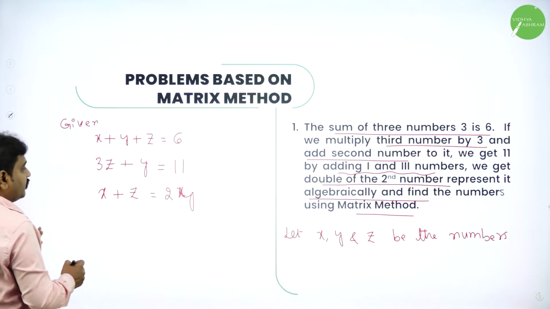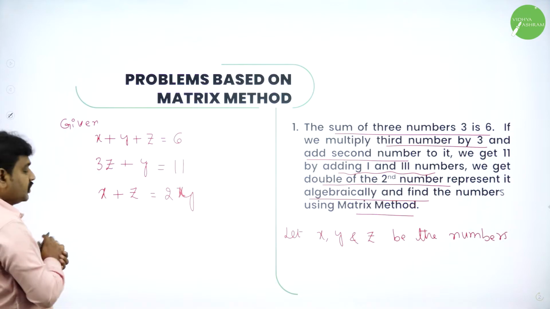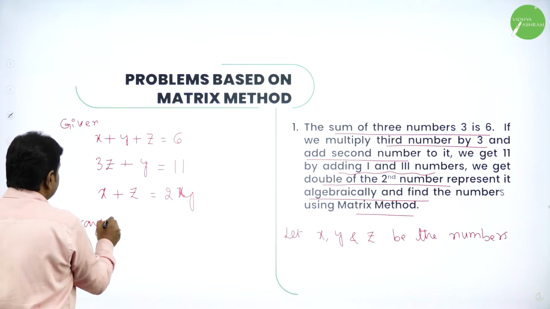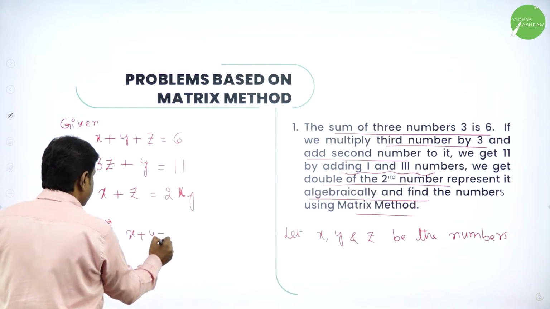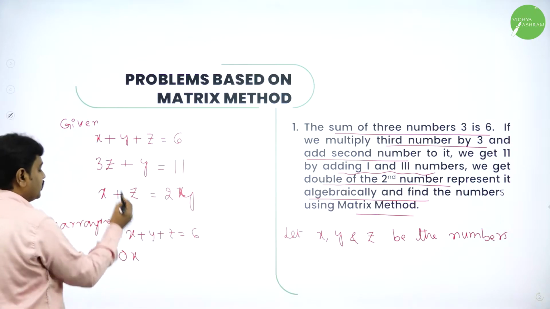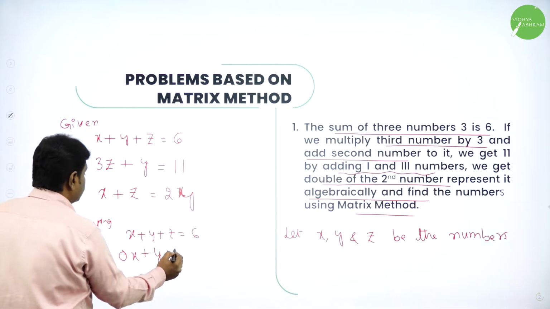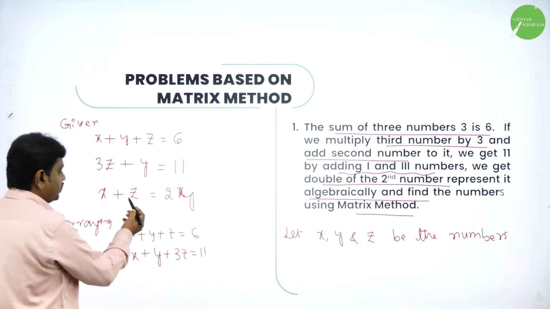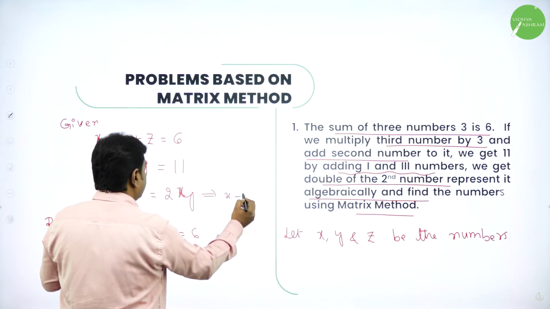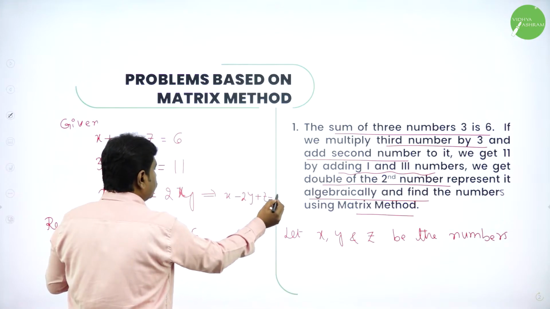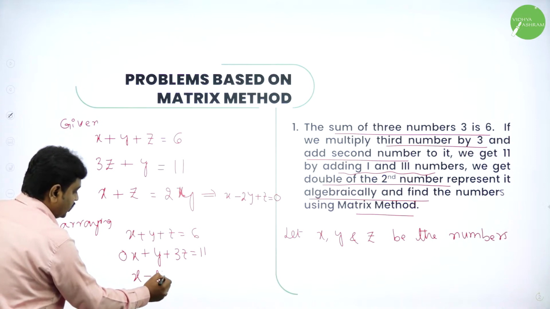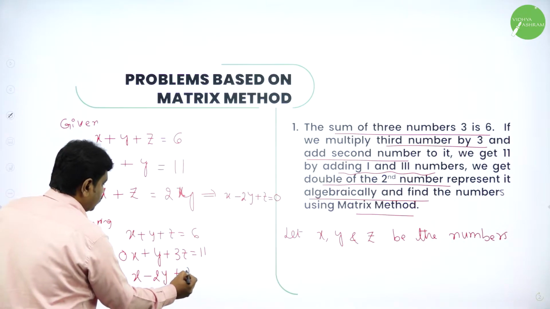Now I'll rearrange the equations. Now these are the equations given. Rearranging. The first equation is in standard form, x plus y plus z equal to 6. Second one, first I'll write x. We don't have x, so 0x. Then 1y plus 3z is equal to 11. And then this one, bring y to this side. So this implies, can I write it as x minus 2y plus z equal to 0.